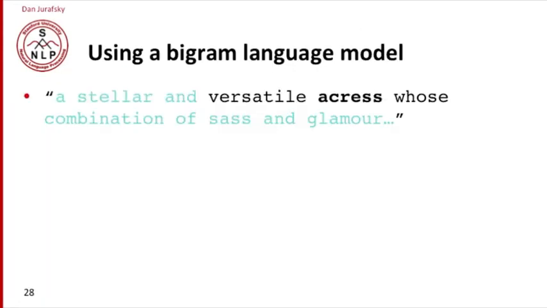Unfortunately, we can see from the original sentence taken from Kernighan et al.'s paper that across is the wrong word. The original sentence is a stellar and versatile actress whose combination of sass and glamour. And it should be clear that this word should have been actress. So across is the wrong word. So just using a unigram model, the noisy channel makes a mistake. So let's look at a bigram model.